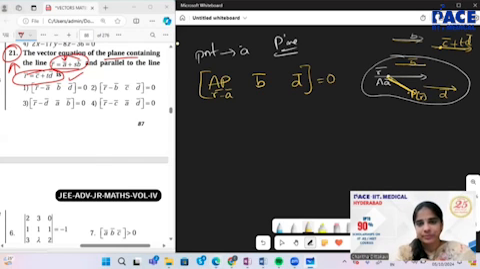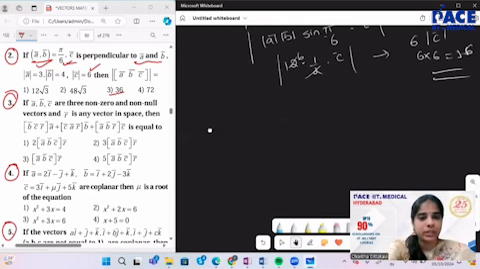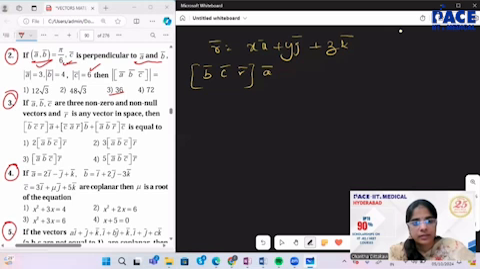Clear? Going to question number 3, there A, B, C are three non-zero and non-null vectors. R is any vector in space. Then what is the box of B, C, R into A, C, A, R into B, and A, B, R into C? What is this equal to is the question, right? Let us solve this now.